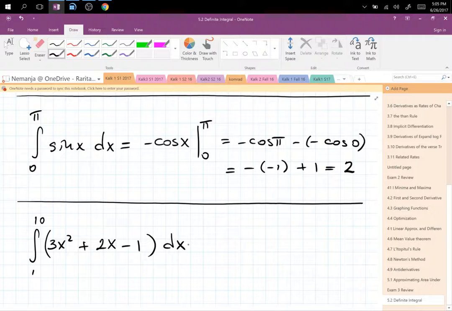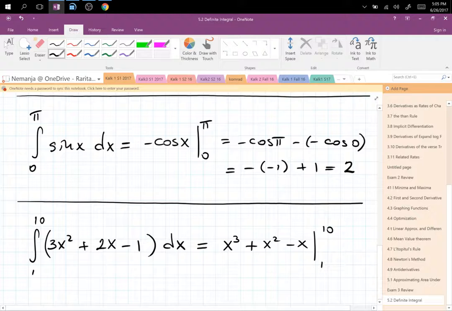So how much is the integral of 3x squared? X cubed, good. And how much is the integral of 2x? Okay. So all of this computed from 1 to 10. We have 1000 plus 100 minus 10 minus 1 minus 1 plus 1. These guys cancel, and we have 89, right?